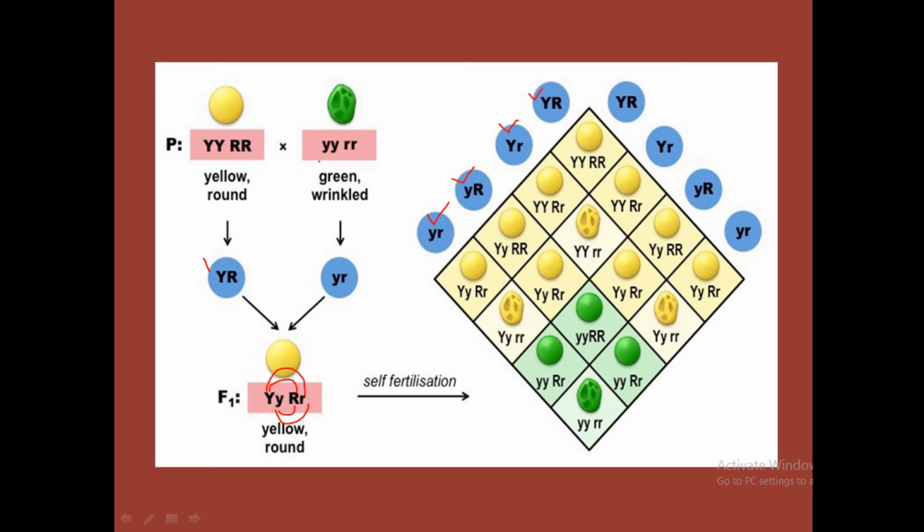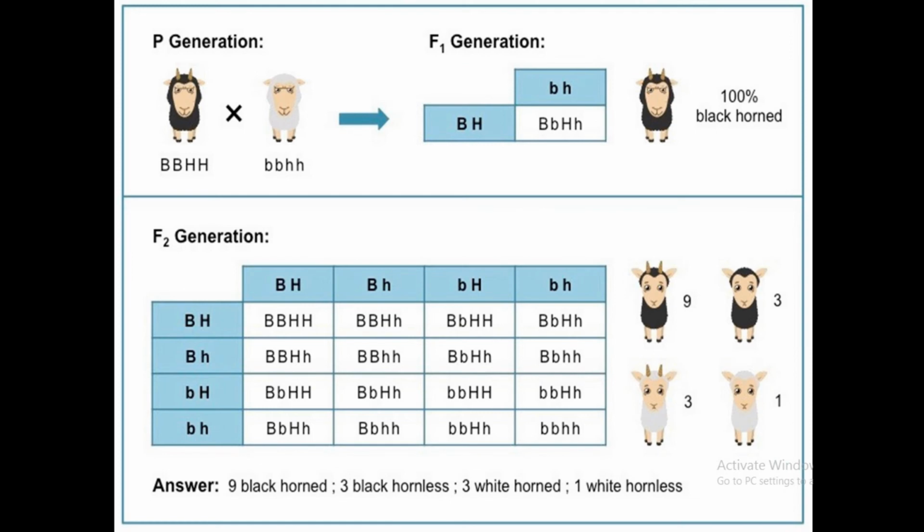Then we have to self fertilize it. We have to cross it again and write it here. Then after multiplication write it here, after multiplication write it here, and after multiplication write it here. Like this the Punnett square goes on. Write it here. So next, another example we'll see.